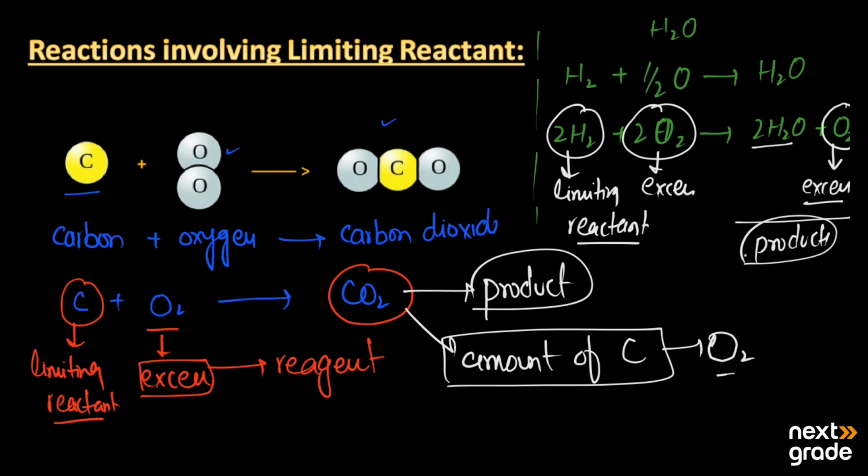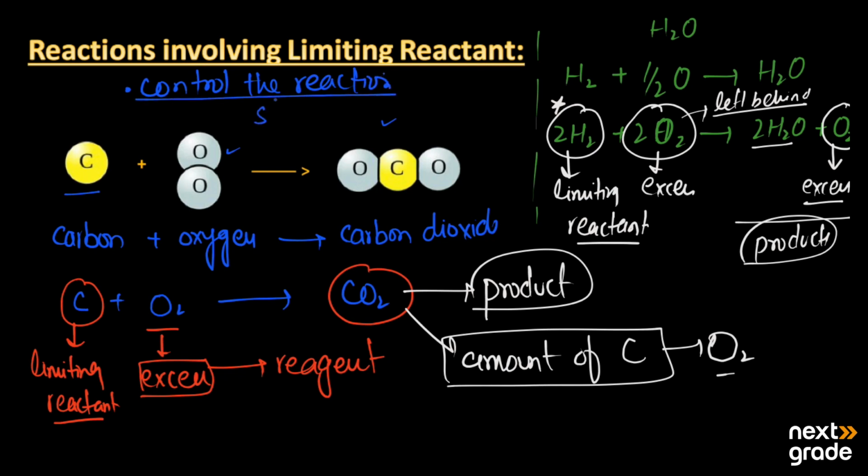When the products have been produced, from the products we can identify the limiting reactant easily by looking at which reactant has been used up completely and which reactant has been left behind as an extra. By the use of the limiting reactant we can control the reaction, and we can also stop the reaction. So this is the main purpose of the use of the limiting reactant.